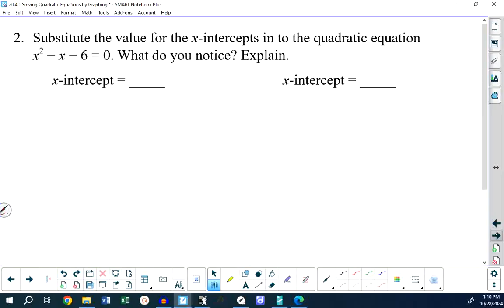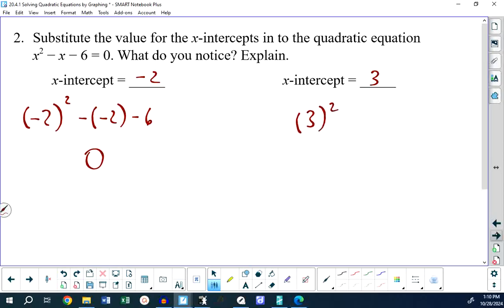Substitute the value for the x-intercepts that we got into this quadratic equation. Now, we've already kind of done this, but I'm going to do it officially here. For the x-intercept of negative 2, it's negative 2 quantity squared minus negative 2 minus 6, and what we get is 0. And for 3, we're going to have 3 quantity squared minus 3 minus 6, and that's 9 minus 3 minus 6, which is 0 as well. What do you notice? And explain.